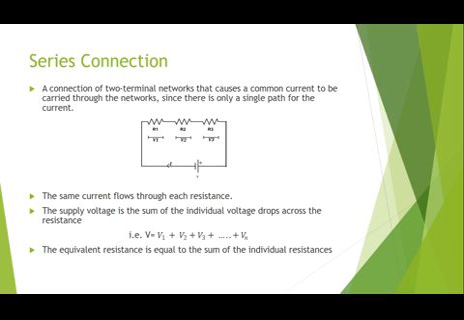Next topic is series connection. In a series connection, we know that it is a connection of two terminal networks that causes a common current to be carried through the networks, since there is only a single path for the current. So series connection is nothing but connecting electrical components in a single path or single direction. That is known as series connection. In a series connection, the current flow will be the same.